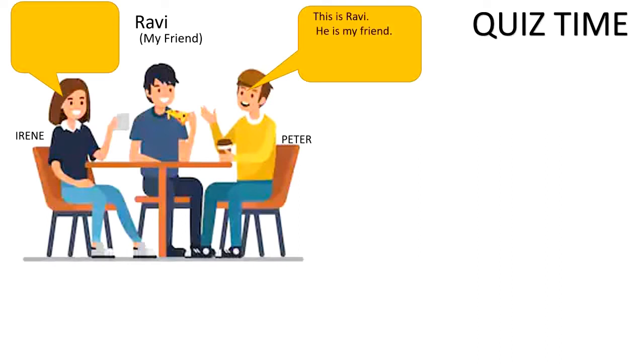What is Peter saying to Irene about his friend Ravi? Speak in Hindi. Check if you said it right.